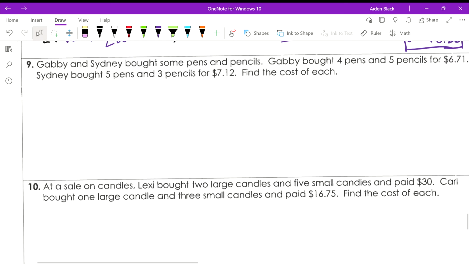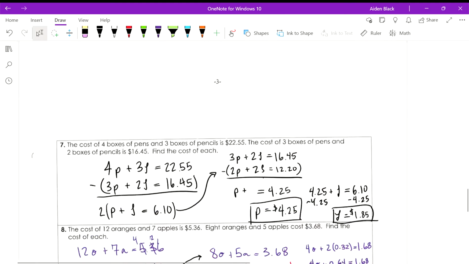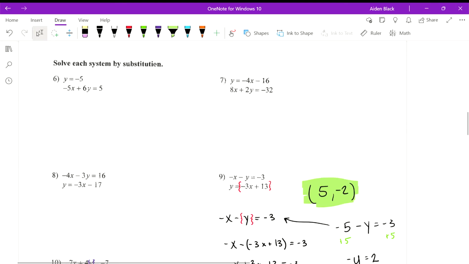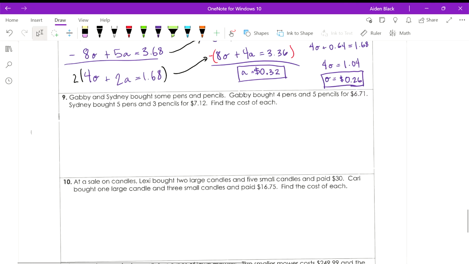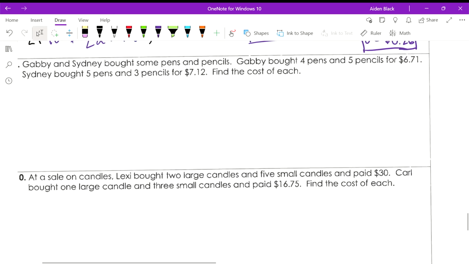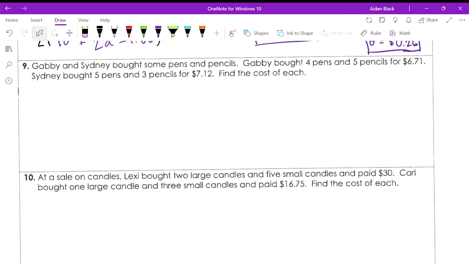Okay, let's look at number 9 for the very end of this Unit 3 review. It says Gabby and Sydney bought some pens and pencils. Gabby bought 4 pens and 5 pencils for $6.71, while Sydney bought 5 pens and 3 pencils for $7.12. So I'm going to again use P for pens and L for pencils.